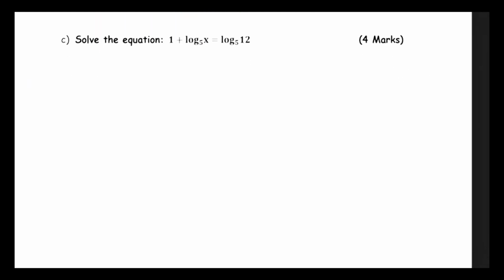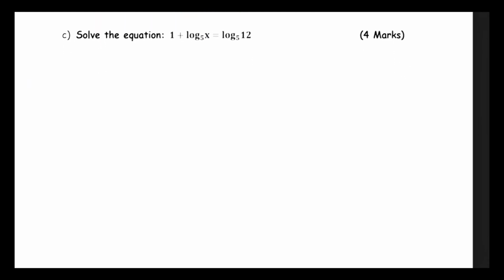Then part C: solve the equation 1 plus log to base 5 of x is equal to log to base 5 of 12. So we're just going to apply the laws of logarithms for this case. The first thing is we have to make sure that we are only dealing with logs. So there's a number here which we have to write in log form. And what are we going to do?